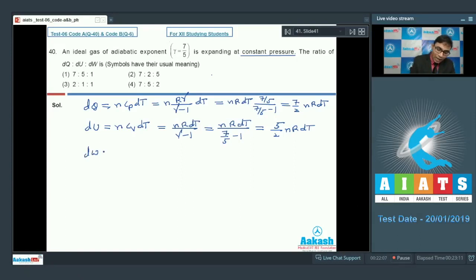Now what about dW? For an isobaric process, that is constant pressure, the work done will be P dV, and since pressure is constant, P dV can be written as nR dT. So this is our dW.